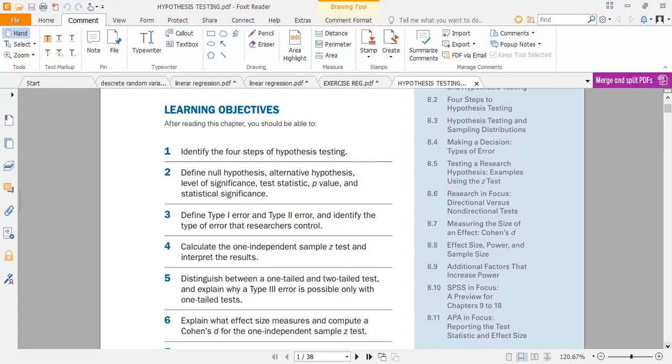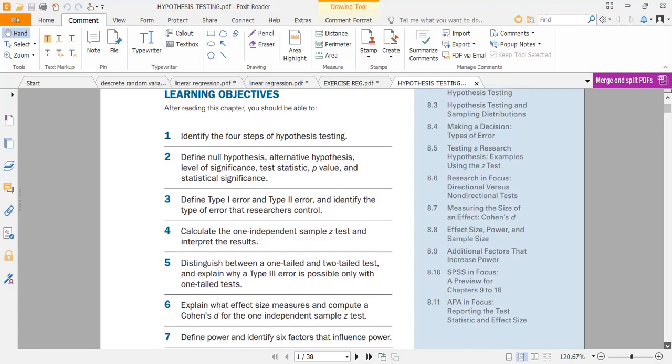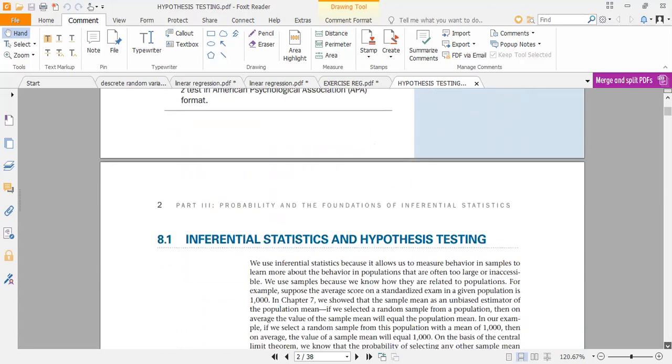We also calculate the z-test and interpret the results. And finally, I'll take you through distinguishing a 1-tailed from a 2-tailed test.